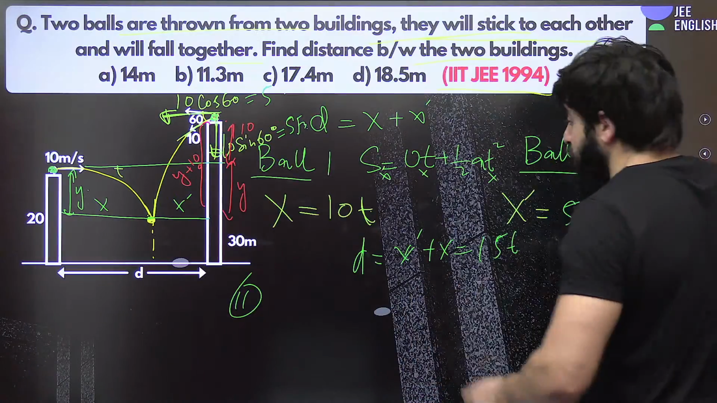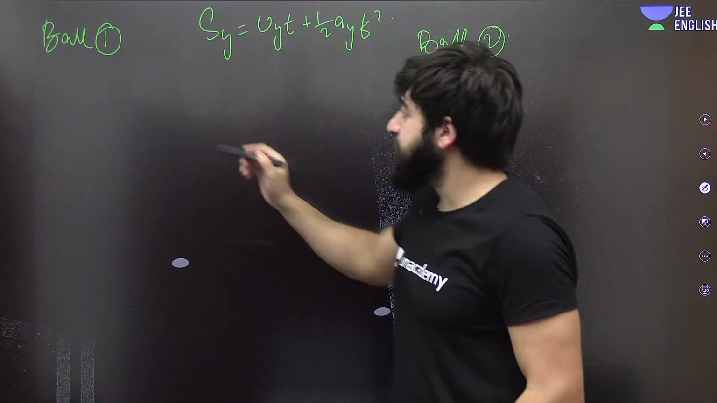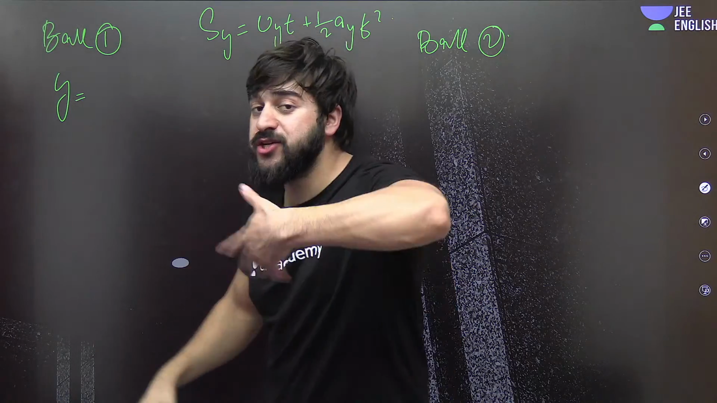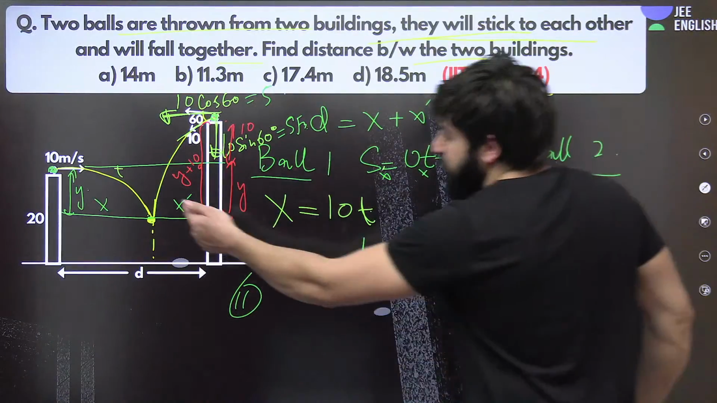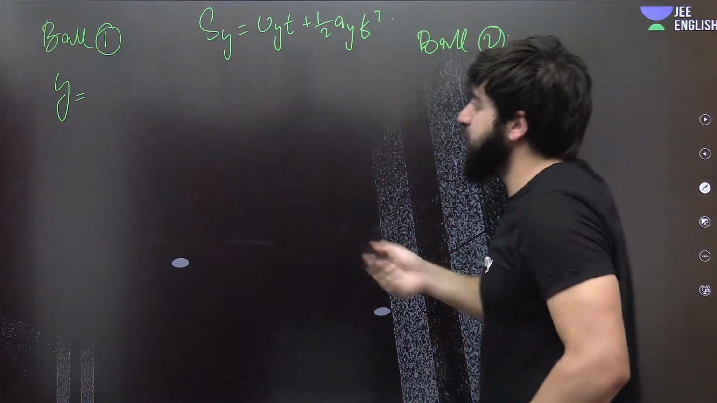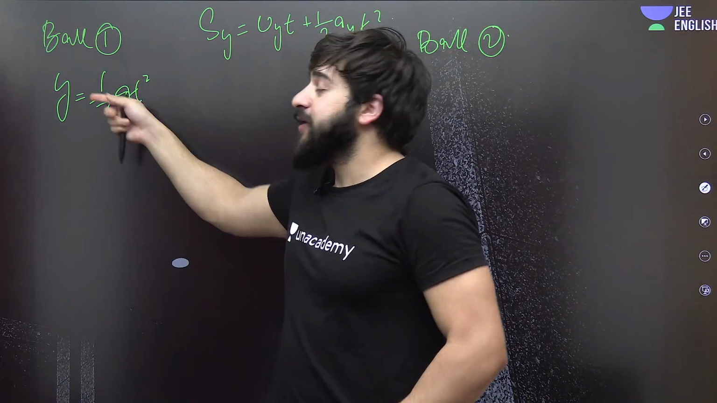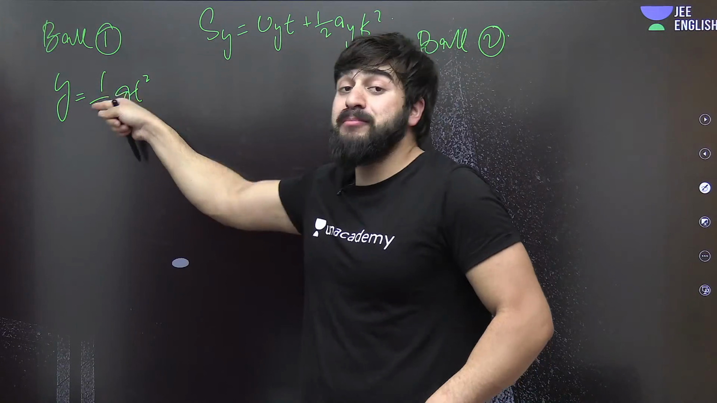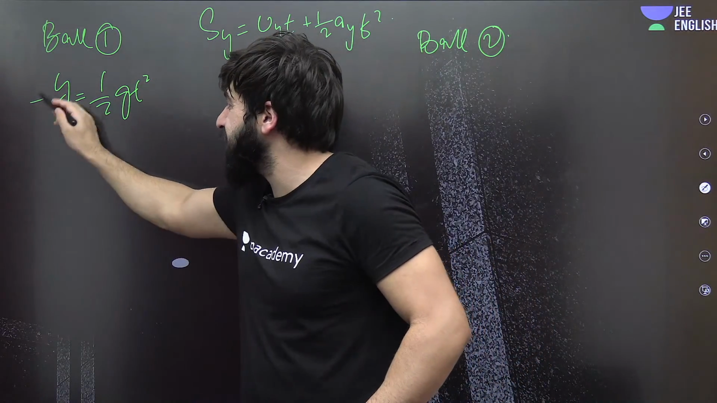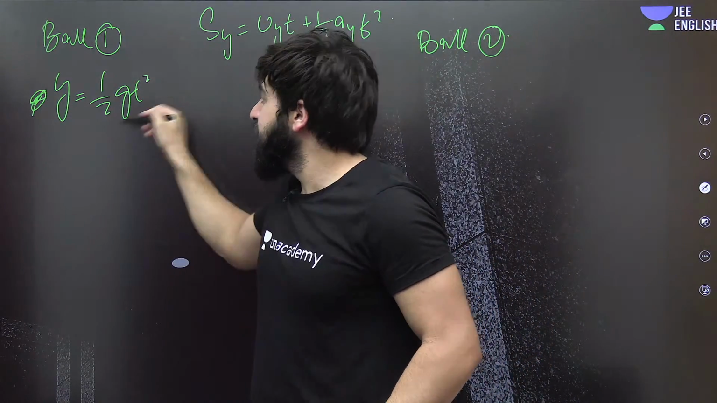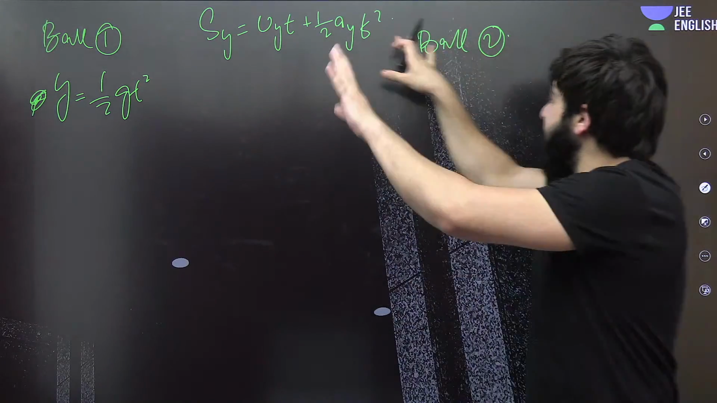For the first ball, it will be that y only. y is equal to initial velocity in y direction times t. Initial velocity in y direction, that is 0. So it will be plus 1 by 2 g t square. You take this negative, you take this negative, eventually they will basically cancel. So you will get this one. Fine.